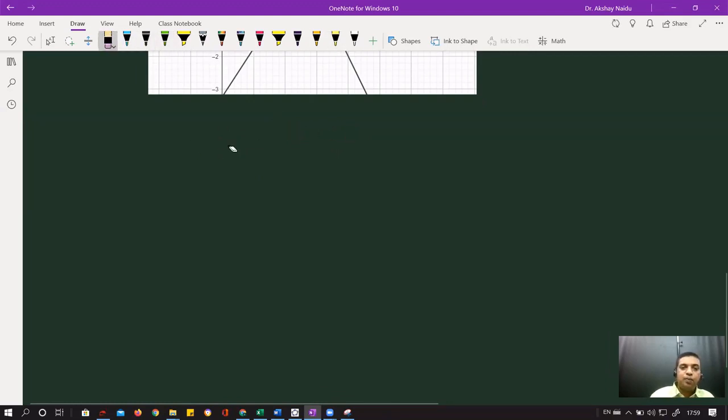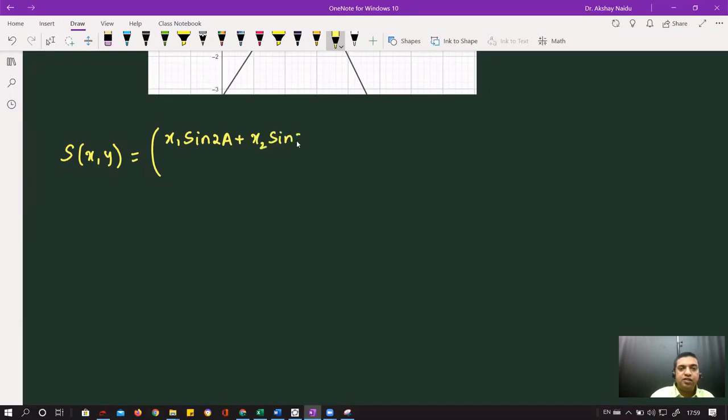Right now, with the level of trigonometry that we know, we will not be able to solve this, but this is the formula for the circumcenter. x1 sine 2a plus x2 sine 2b plus x3 sine 2c by sine 2a plus sine 2b plus sine 2c.